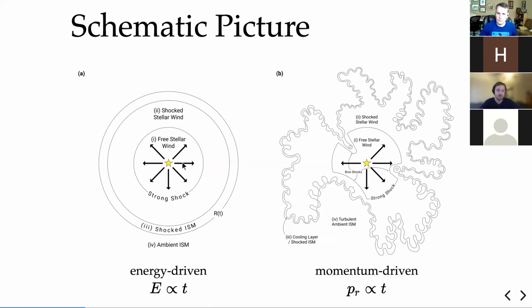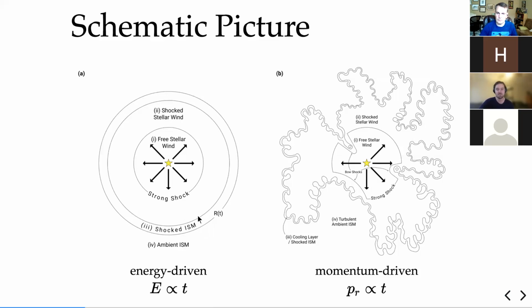You have this free stellar wind at the center, which expands adiabatically. That free wind goes through a strong shock, and this shocked stellar wind gets to extremely high temperatures. This is where the X-rays that I was talking about come from. And then you have a contact discontinuity, because this is spherically symmetric. There's no way for things to move across this border. There's a contact discontinuity between the wind and the swept-up ISM. This shocked ISM shell is expanding at velocities much greater than the local sound speed. So you have a shocked ISM shell, and then finally the ambient ISM.